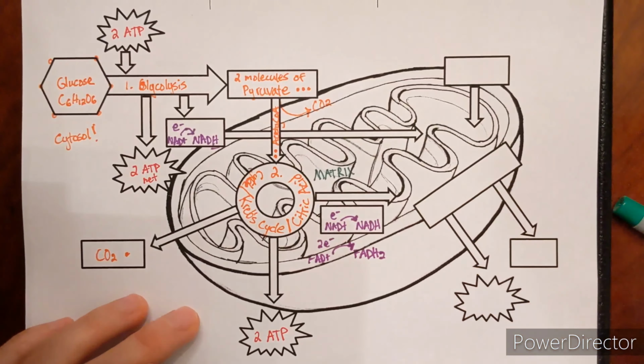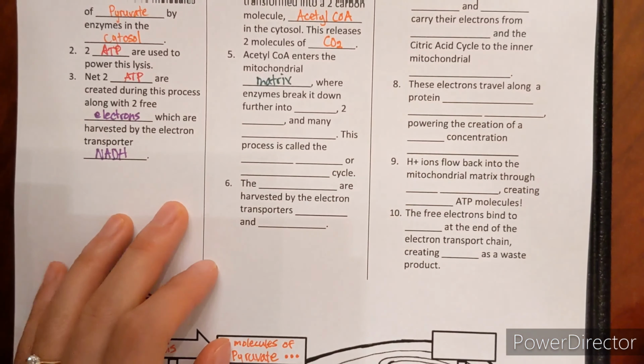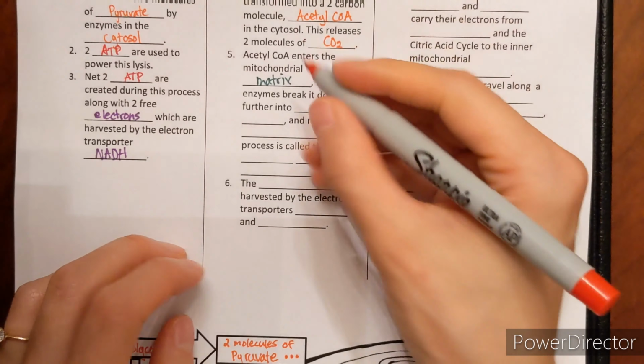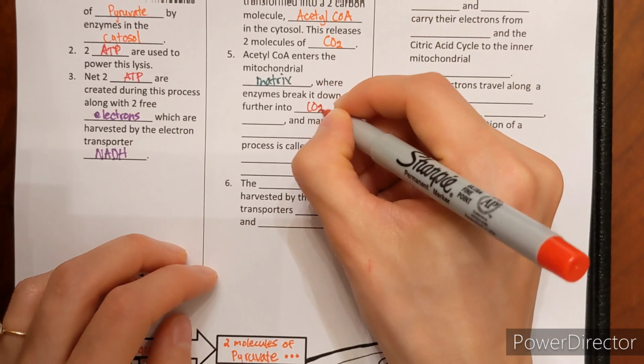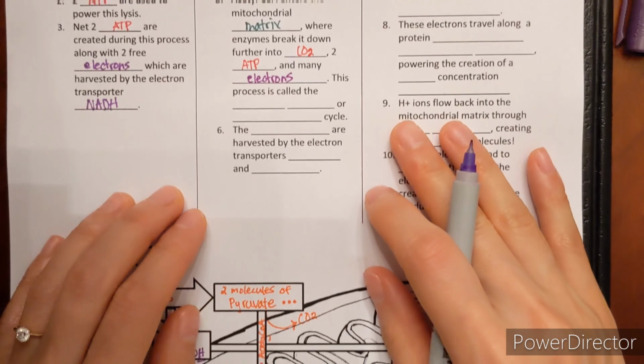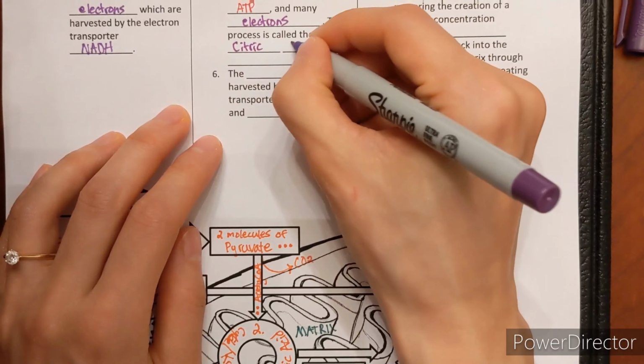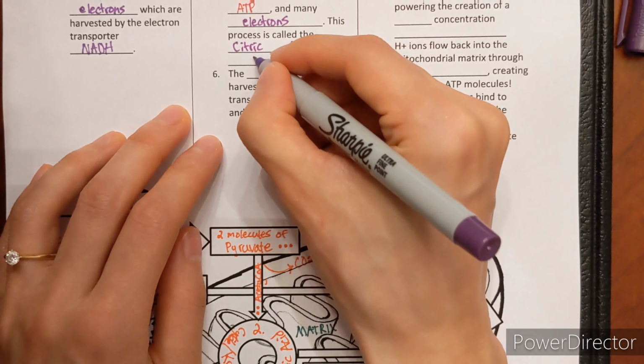Let's fill in some blanks. Acetyl-CoA is going to enter the mitochondrial matrix, the very inner part of the mitochondria. The enzymes are going to break it down further into many, many things. We've got CO2, which is going to leave as waste. We've got 2 ATP. And we've got many electrons. The name for this cycle, if you want to test yourself, there is 2 names. It can be called the citric acid cycle or the Krebs cycle.